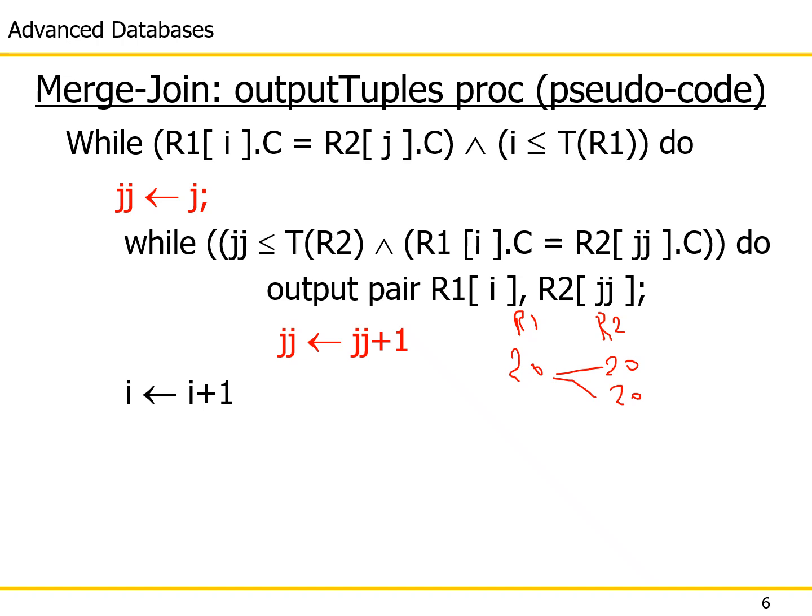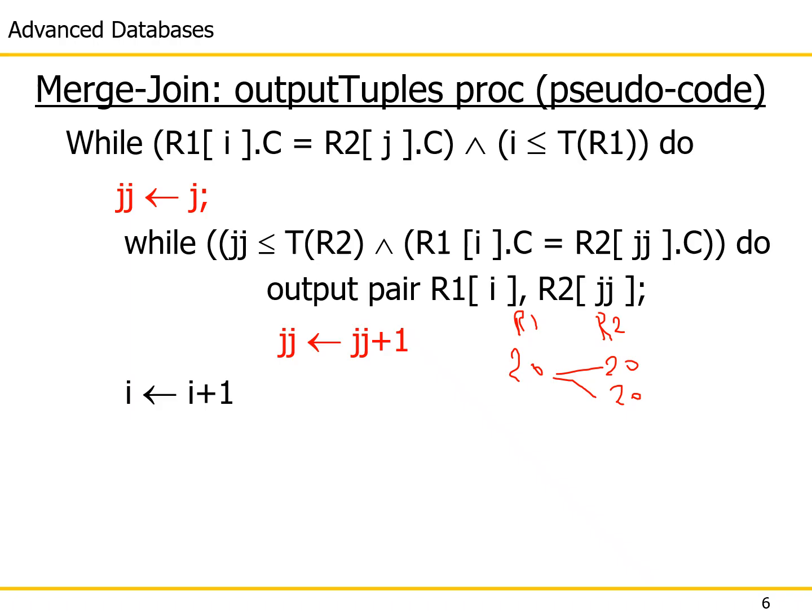And then in the last step, I increment I by 1 to move in the R1.C column downward one row. And as long as you see here, we go back to the first while loop. As long as what we're looking at, R1 of I.C, is equal to R2 of j.C, which is going to be the case if you think of the cases of the 20s, because we had 2 20s on both sides, then we're going to go and initialize jj again with the value of j. Notice we didn't change j here, we're changing jj.